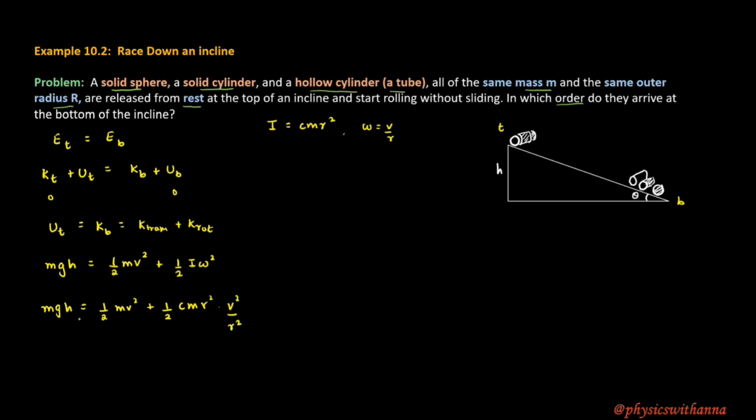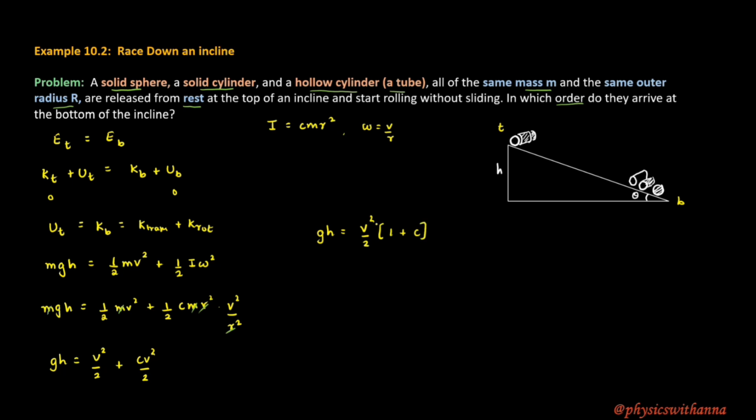Now let's cancel off the common terms. I can cancel M from each term over here. Then we can cancel R squared with R squared. And then rewrite whatever we are left with. We get gh equal to V squared by 2 plus C V squared by 2. Now we can take V squared by 2 common in both the terms here. So we can write gh equal to V squared by 2 times 1 plus C.